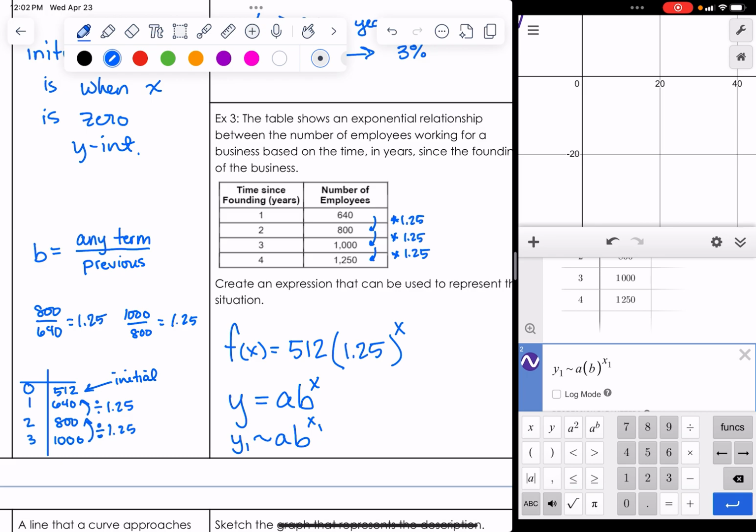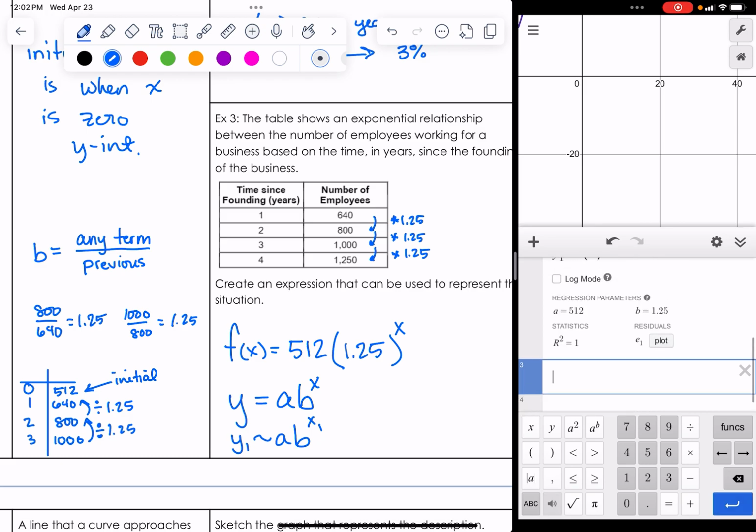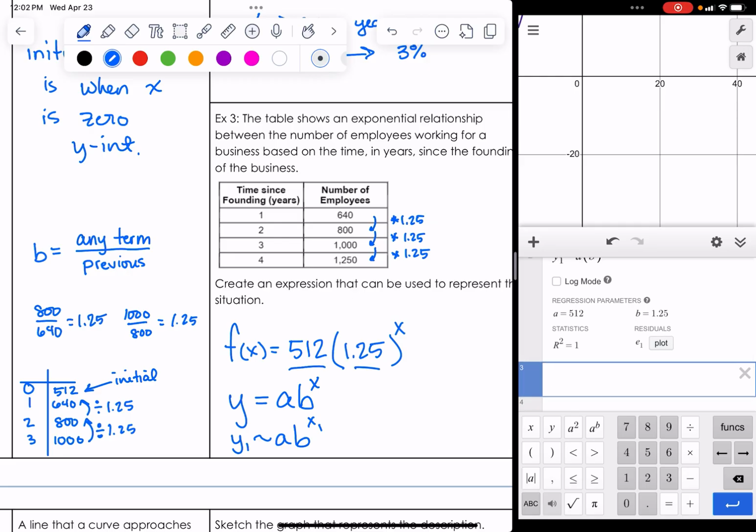I need my 1. There we go. And when we do that, we can see that our a value is 512 and our b value is 1.25, which is what we put into our formula. So just like we did linear regressions in Unit 7, we can do exponential regressions right here in Unit 5 and 6 to find equations if we have tables. You just have to make sure that you use the correct model.